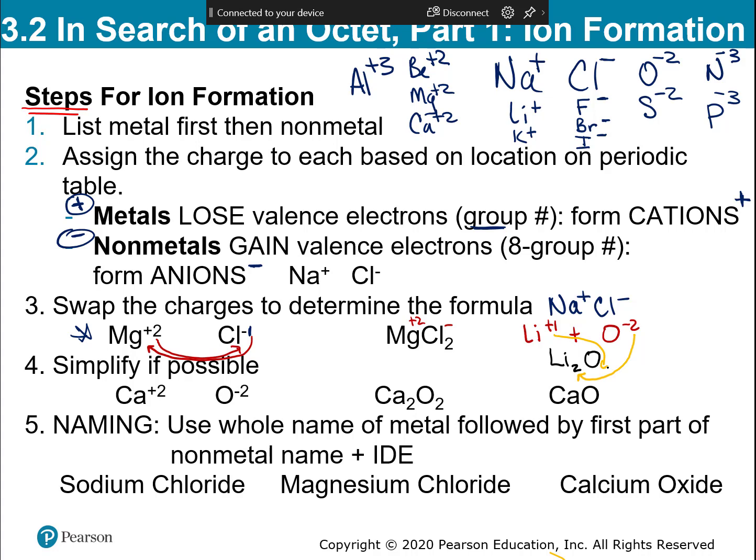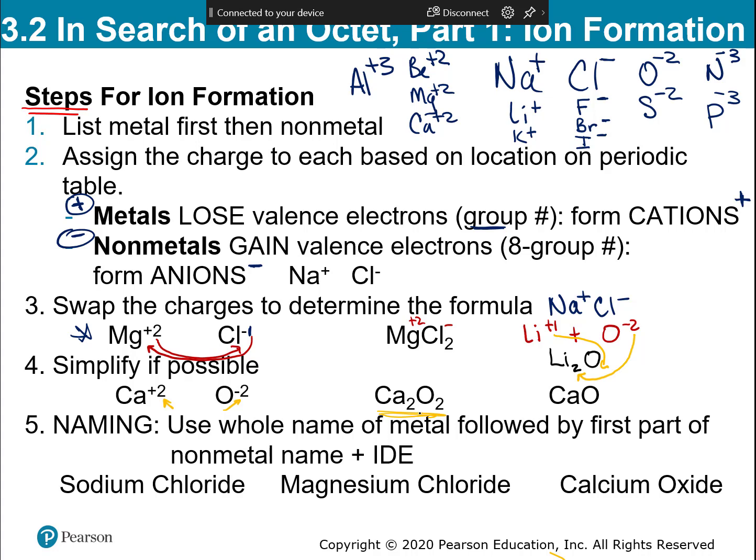So this last one, number 4, says, what if you have two that have the same charge? Like if I have calcium and oxygen, calcium is in group 2, so it's a +2. And oxygen is in group 6, so that's a -2. So they have the same. Notice here and here, they're exactly the same. So if I swapped those, I would end up with Ca2O2. The rules say you always want the simplest whole number ratio.